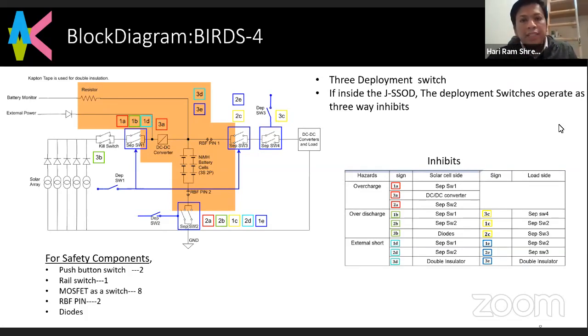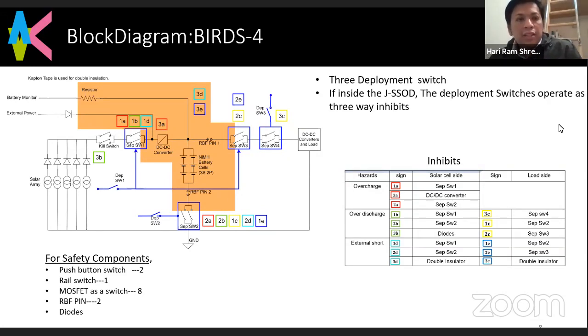Basically, inhibitors have 3 main parts: overcharge, over discharge, and external short. So we can divide the inhibitors into 2 parts. Overcharge has only one side, from solar generation to the battery part. Over discharge is from the battery to the solar part and from the battery to the load part. External short means from generation to the load part, both sides.